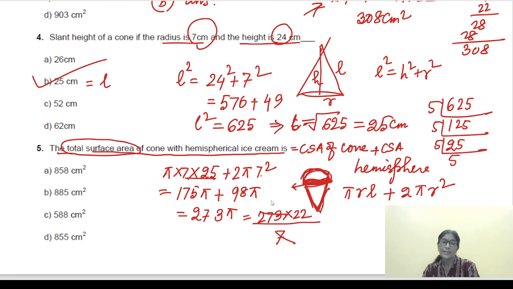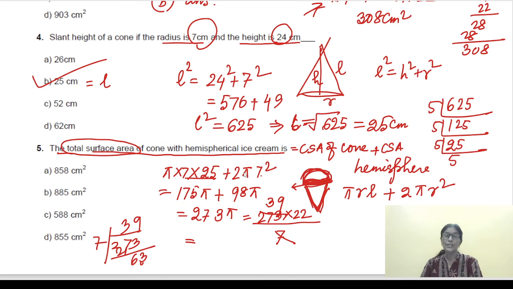So if you cancel by 7, here I am dividing 273 by 7, 7 3 times 21, 7 9 times 63. So 39. Now you multiply 39 with 22. So 39 into 22 will be 858. 858 is the first one, is the answer.